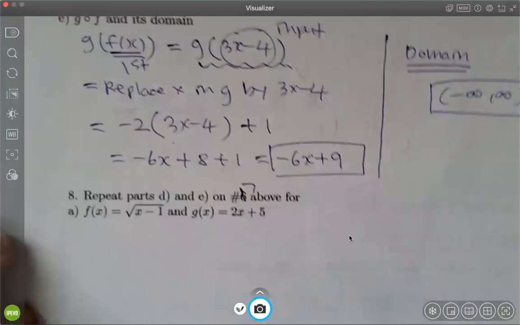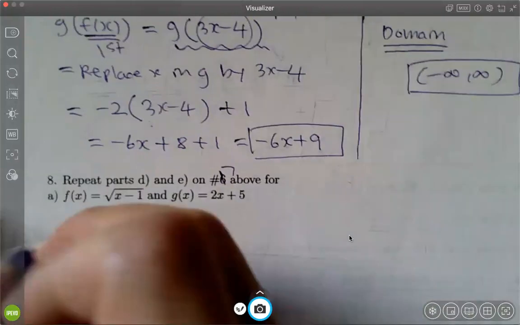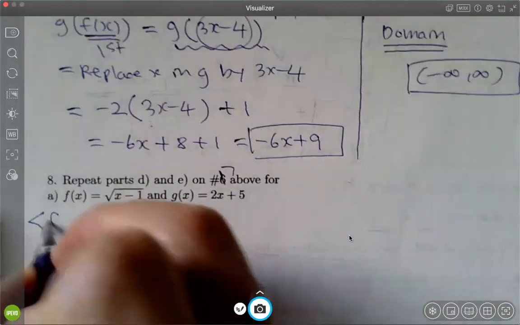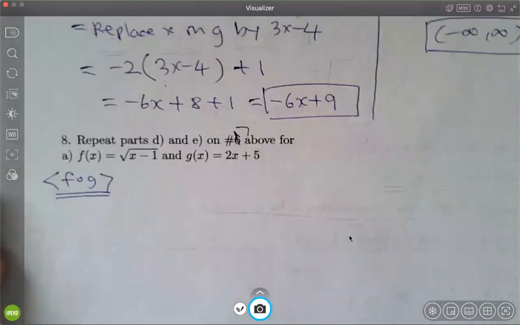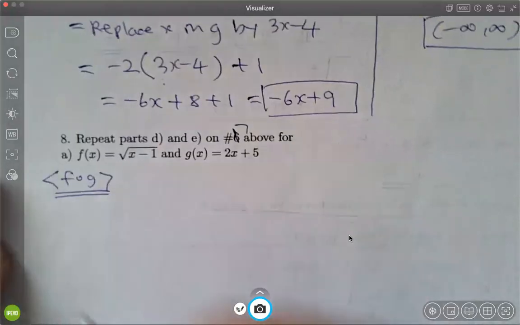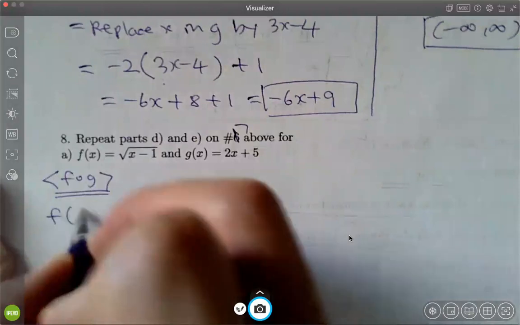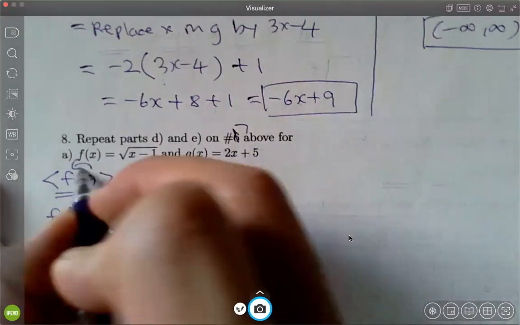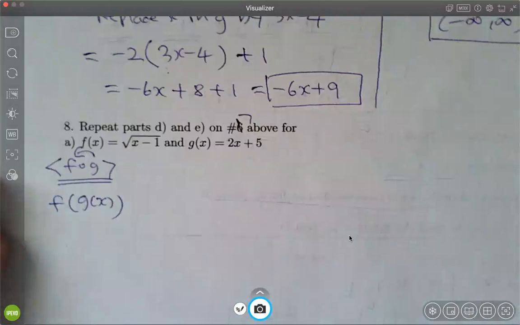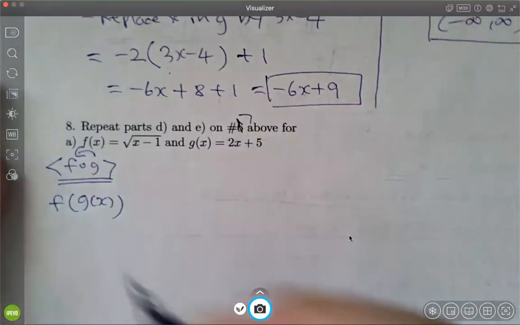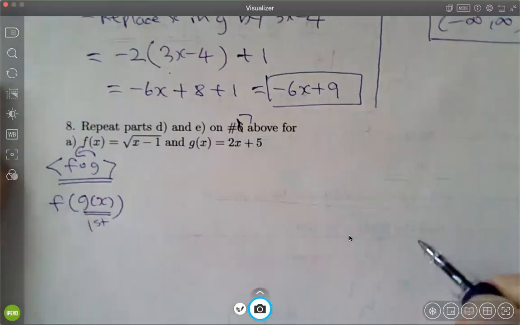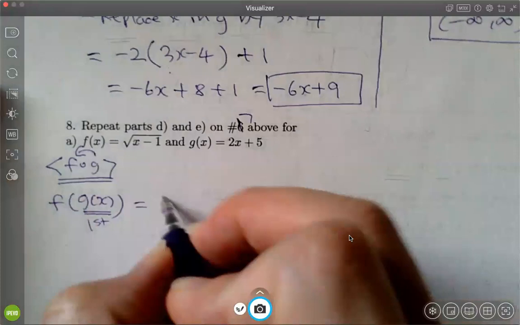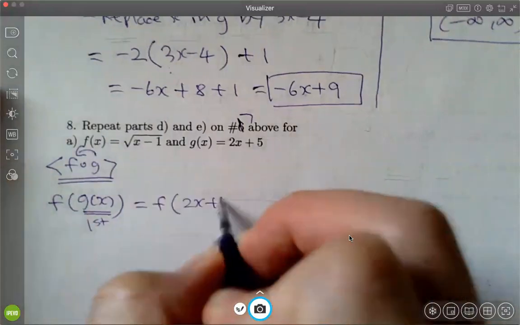Okay, so let's start with F circle G. F circle G means what? F of G of X, remember, plug in G into F. And now what do we do first? The G, right? So what is this? F of 2x plus 5.